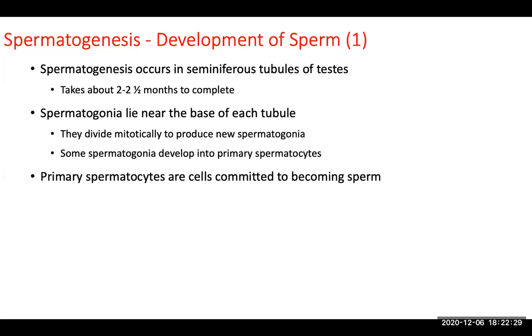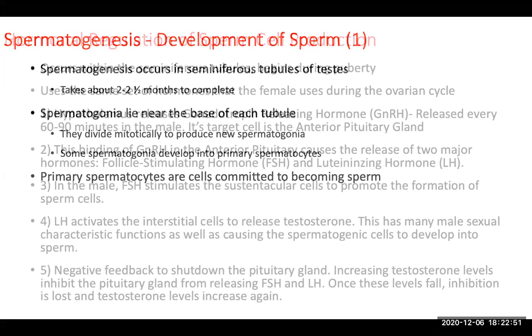Spermatogenesis, which is the development of sperm, occurs in the seminiferous tubules. It takes about 2 to 2.5 months to complete. For each sperm cell, spermatogonia lie near the base of each tubule, and they divide through mitosis to produce new spermatogonia. Some spermatogonia develop into primary spermatocytes, which are cells committed to becoming sperm.